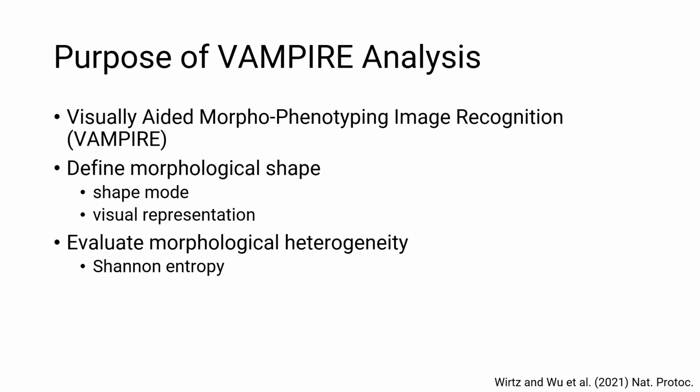And this is where VAMPIRE comes in. VAMPIRE, or Visually Aided Morpho-Phenotyping Image Recognition, defines morphological shape visually using shape modes. It also evaluates morphological heterogeneity using Shannon entropy during the analysis.